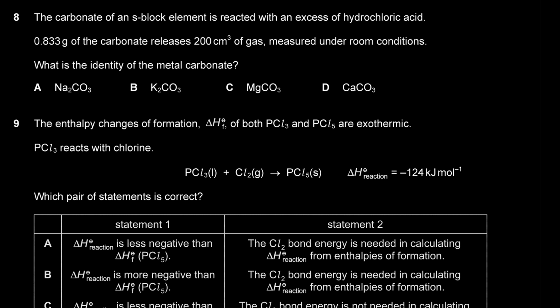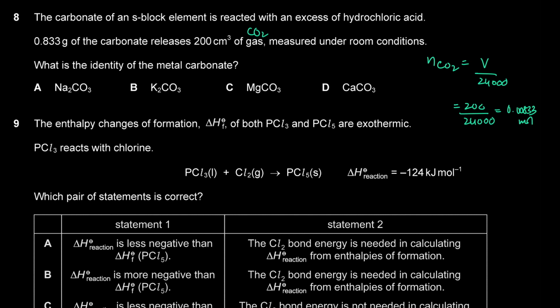The gas that's being produced is carbon dioxide, and the volume is being measured under room conditions, so we can find the number of moles of carbon dioxide. Number of moles of carbon dioxide is equal to the volume divided by 24,000. This is the molar volume of a gas in cm³. And the number of moles of carbon dioxide will be 200 divided by 24,000, which is equal to 0.00833 moles. So that's how many moles we have of carbon dioxide.